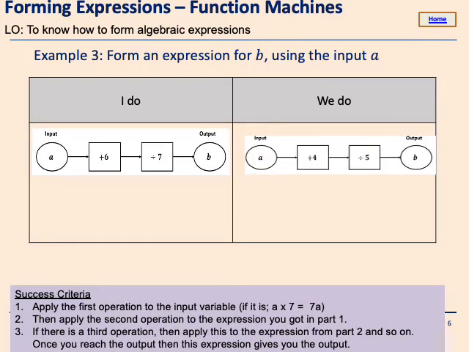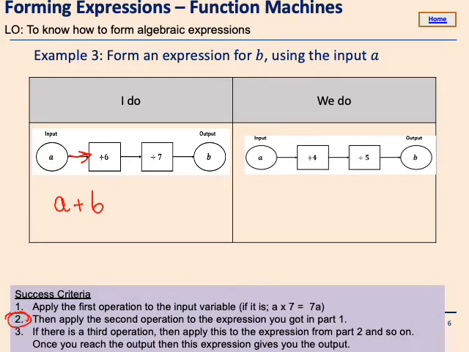Okay, so on to the next one. So now we're going to utilize brackets. So the first thing we've done is we've got our A, we've input it, and we've added 6. So our next operation now is going to be divide by 7. But if we have a look to our success criteria at the bottom, first of all, we apply the first operation to the input variable.